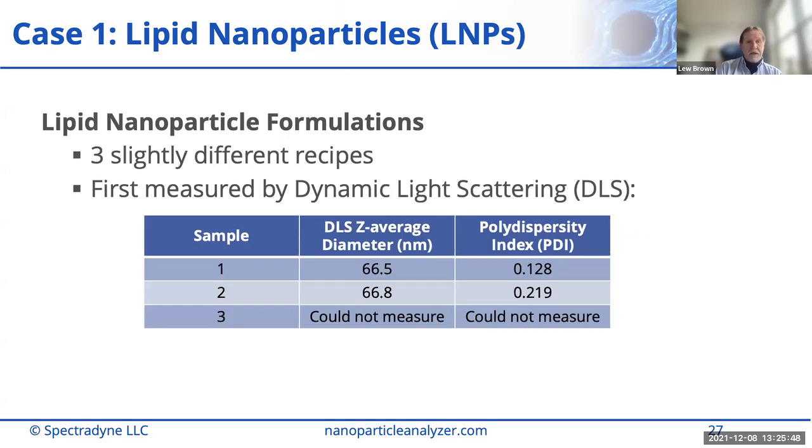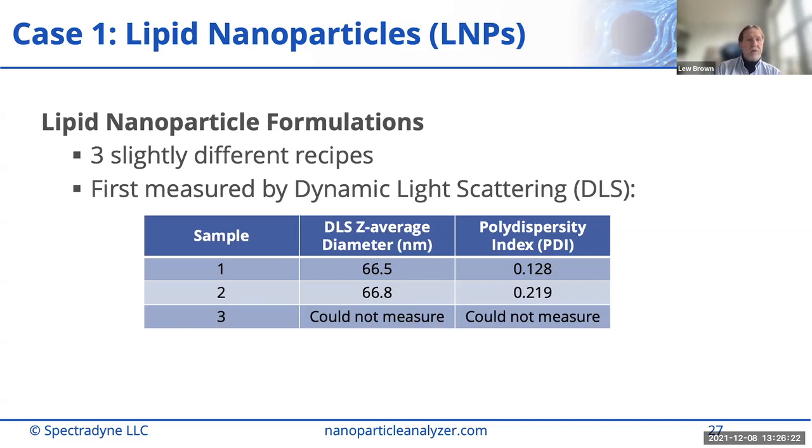Sample 1 showed a DLS Z average of 66.5. Sample 2 showed a Z average of 66.8 nanometers. And for some reason, they couldn't measure sample 3. I don't know why that was, but they couldn't. You also notice the polydispersity index. I already saw a question about that. We can get to this later, but that's the other number that DLS produces. It's kind of a made-up number that attempts to characterize how polydisperse the sample is.